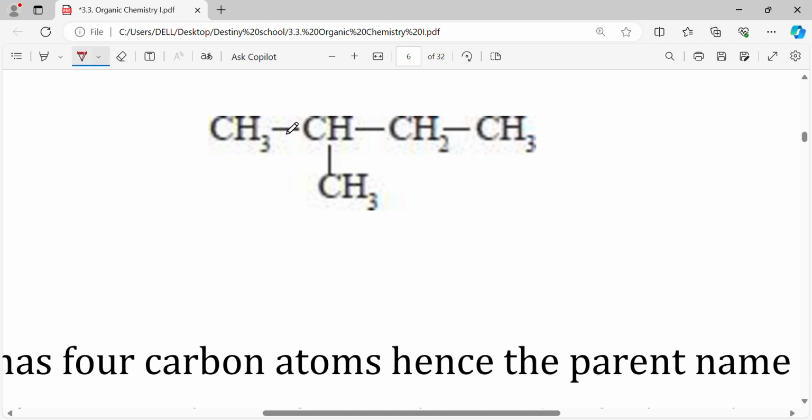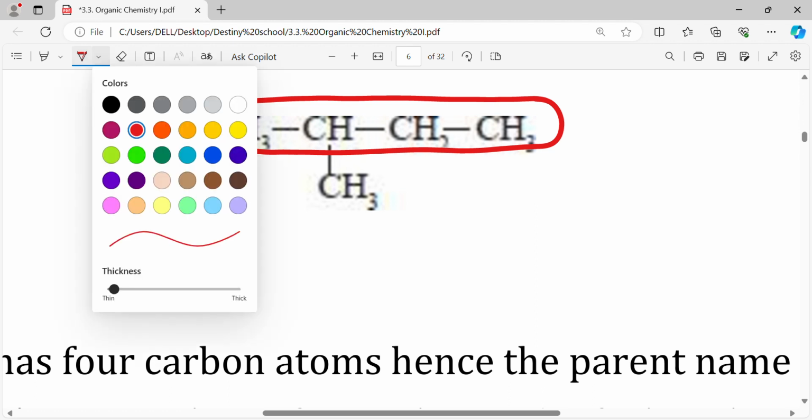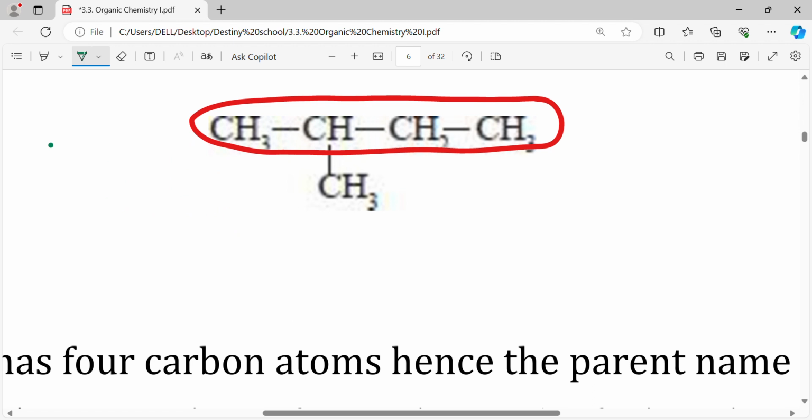But you must always look for it. So let's try. Remember, it is longest continuous. They must be following each other. So there is this option. We have this carbon, we have another carbon, we have another carbon, and we have another carbon. All of them are following each other. So I can say that this is one of the continuous chain. I've not said it is the longest yet, but I'm saying that we can have that.